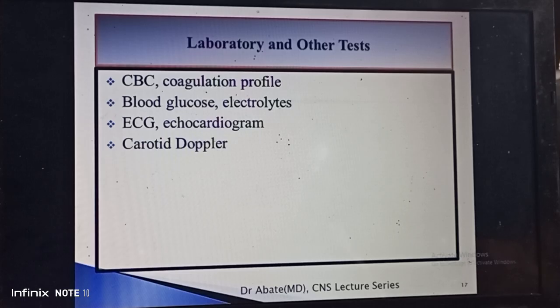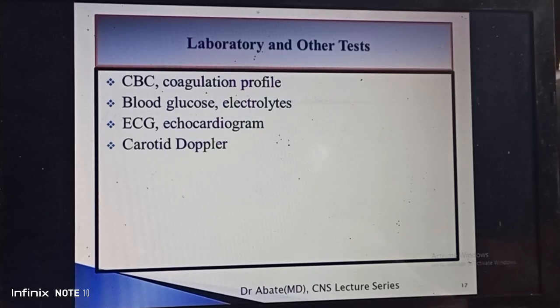ECG tells you whether the patient might have undiagnosed atrial fibrillation, and carotid Doppler shows you whether there are carotid arterial abnormalities like atherosclerosis in the carotid artery that could be the possible cause of embolism and thrombosis. So you have to do all these laboratory investigations.